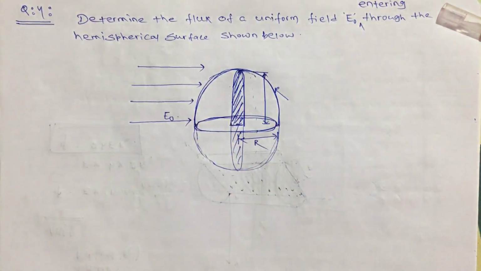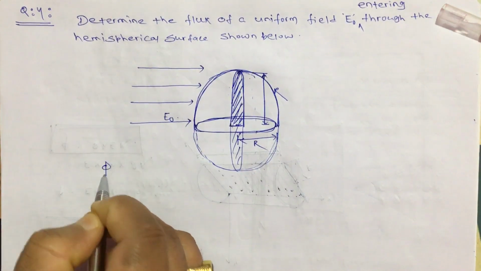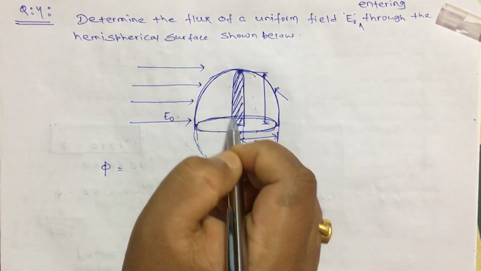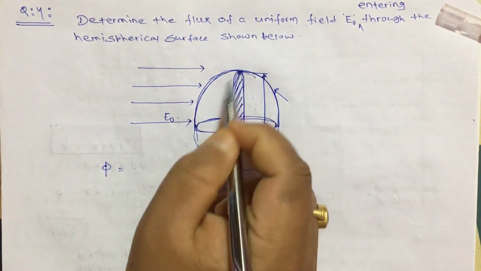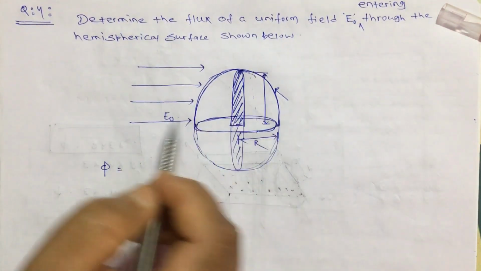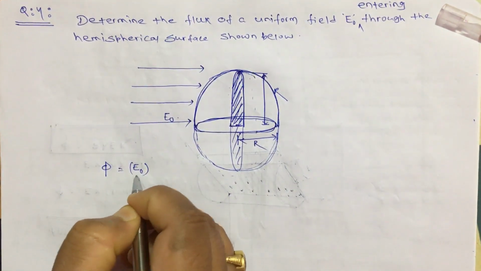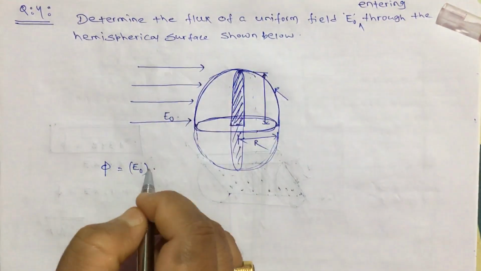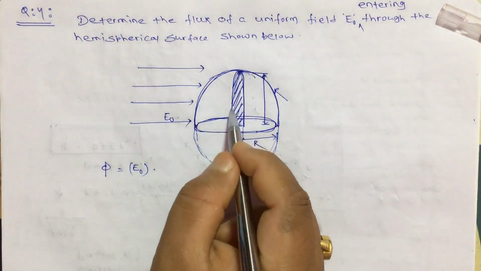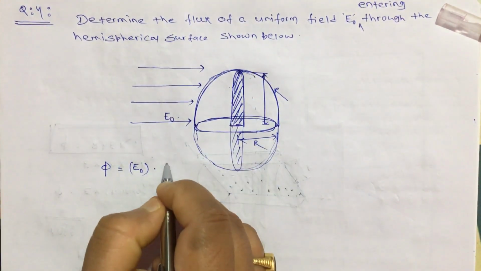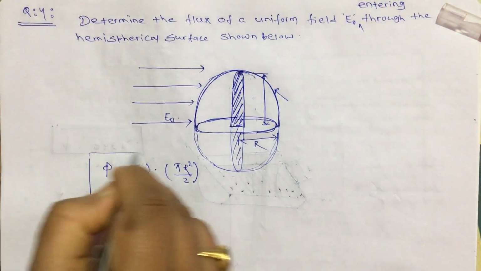Okay, and again the same formula, because it is a uniform electric field, you have to use the formula. So I can tell that this surface is nothing but the projected surface of this hemispherical surface in the perpendicular direction of the electric field. So the flux is going to be the magnitude of electric field E naught given in the question, into the area of this. Since it is a flat half surface, its area is going to be pi r square by 2. So this is the answer.